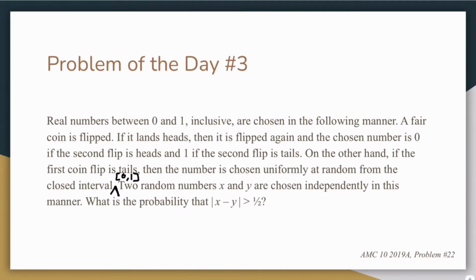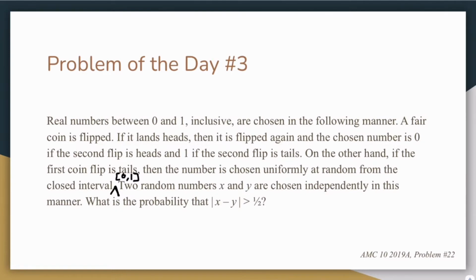On the other hand, if the first coin flip is tails, then the number is chosen uniformly at random from the closed interval [0, 1]. Two random numbers x and y are chosen independently in this manner. What is the probability that the absolute value of x minus y is greater than 1/2?